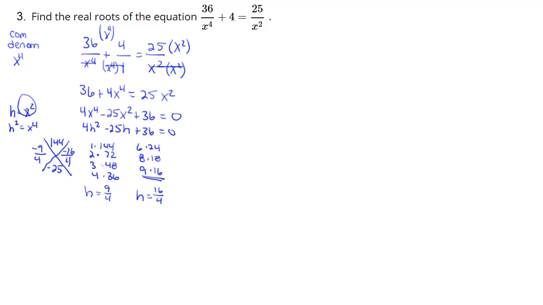So now what I've got to do is replace the h with the x squared, because that's what it's equal to. And I got x squared is equal to 9/4, and x squared is equal to 16/4. So this is going to be x is equal to plus or minus 3/2. And then here, x is going to be plus or minus, 16 over 4 is equal to 4. So this is actually the square root of 4. So this is going to be plus or minus 2. All right, so those are my answers.